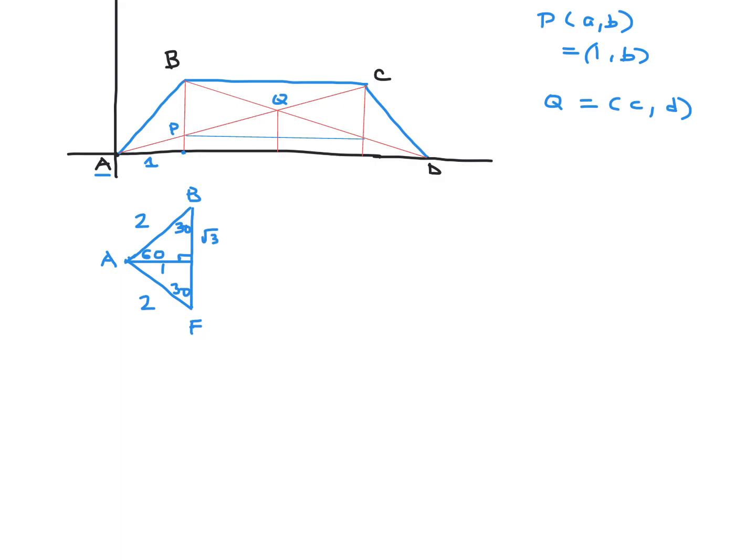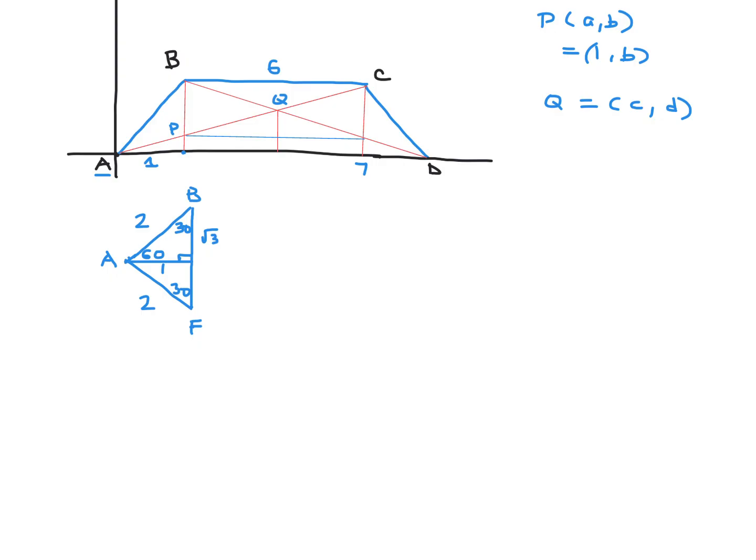And anything else we can do here? Not yet. Well, maybe. Actually, yeah, we can. Because we are told that BC is 6, right? So that means C would be 1 plus 6, the x-coordinate, so that's 7. So this is 7 and... Oh, hold on. Oh, wait. Let me see if I did this correctly. Yeah, C is 7 and something. 7 and D.